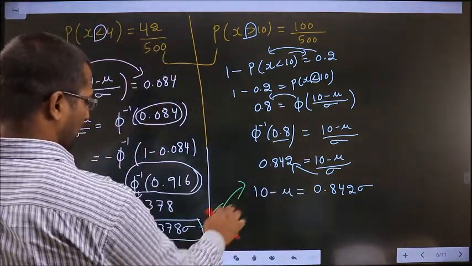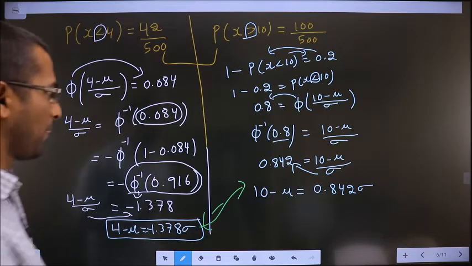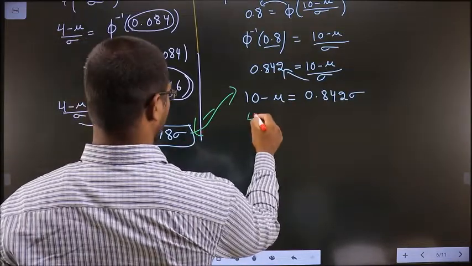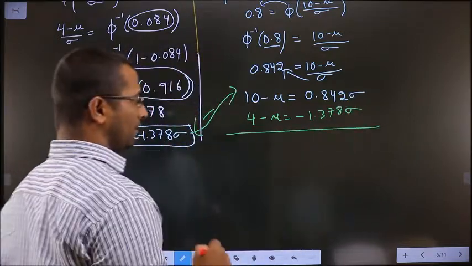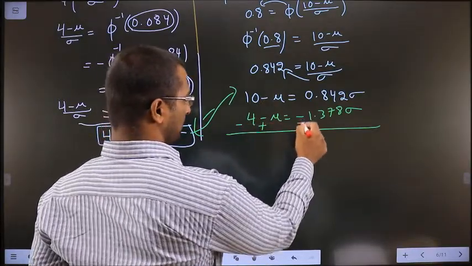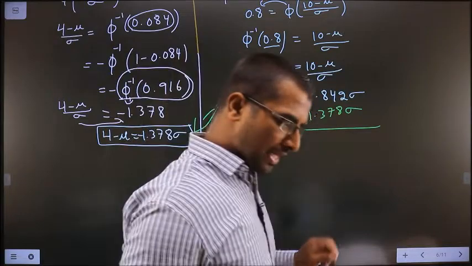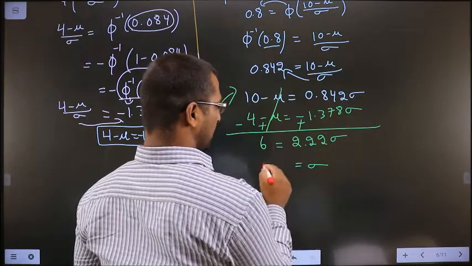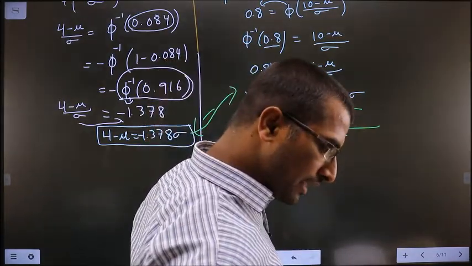Now solve these two linear equations to get the value of mean and standard deviation. Okay. So I write this equation here. 4 minus mean is equal to minus 1.378 standard deviation. In order to cancel out these two, change the sign. So minus here, this becomes plus, this also becomes plus, this cancels out, 10 minus 4 is 6. This plus this is 2.22 times standard deviation. To get standard deviation, send 2.22 to the other side. So that will give you standard deviation to be 2.70.